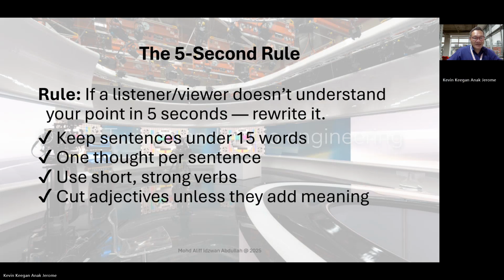Okay. 5-second rule. Keep sentences under 50 words. One or two thoughts per sentence, one thought per sentence. Use short, strong verbs and cut adjectives. Yeah? Cut adjectives unless they add meaning.